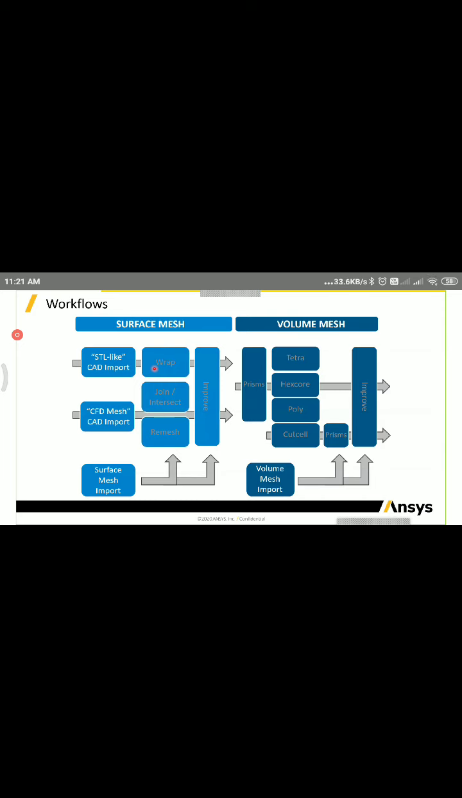There are some loose data. Instead of coming as a solid, it may come as surfaces. So it's very easy to handle such dirty CAD data in Fluent meshing, and you can generate very good quality mesh. And then, depending on which particular algorithm you want, you have the options to generate a tetra mesh, a hexcore mesh, a polyhedra mesh, a polyhexcore mesh, and a cut-cell mesh. And then you finally take it to the solver, which can be Fluent or any other solver which can handle this type of mesh.